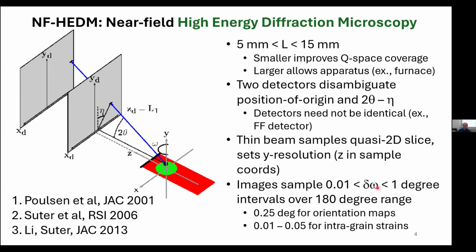So we capture images over small rotation angles. Traditionally, we integrated over 1 degree for each image. We've taken data sets with as small an interval as 0.01 degrees. A quarter of a degree is sort of standard now for our orientation mapping measurements. And we collect these images over 180 degrees of rotation.